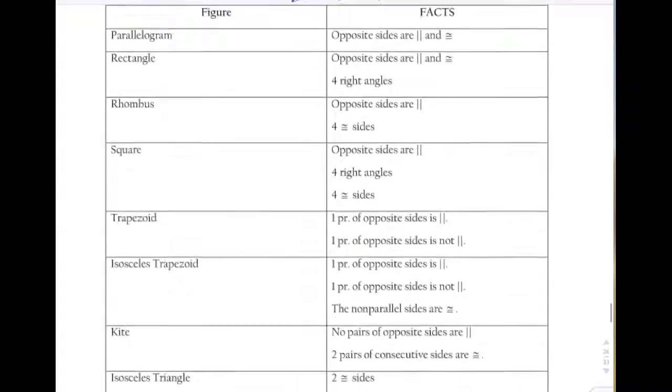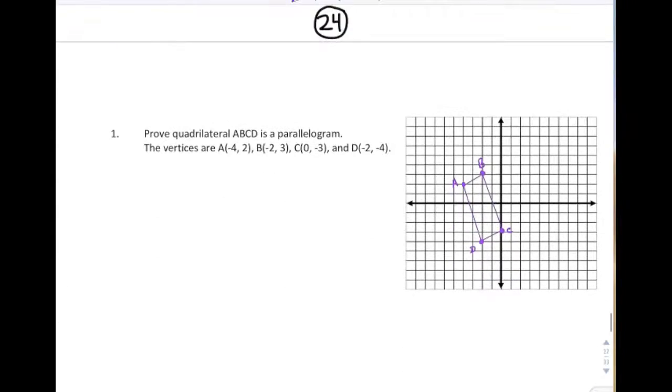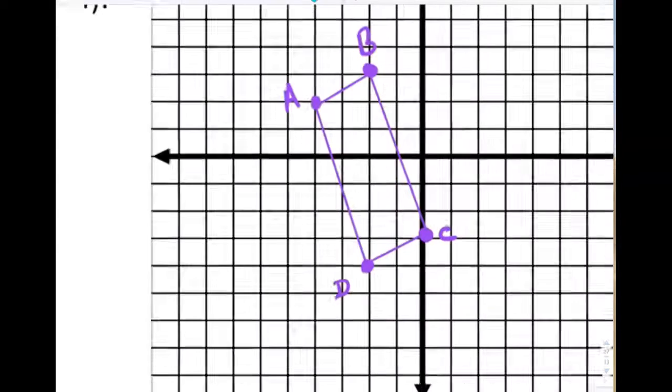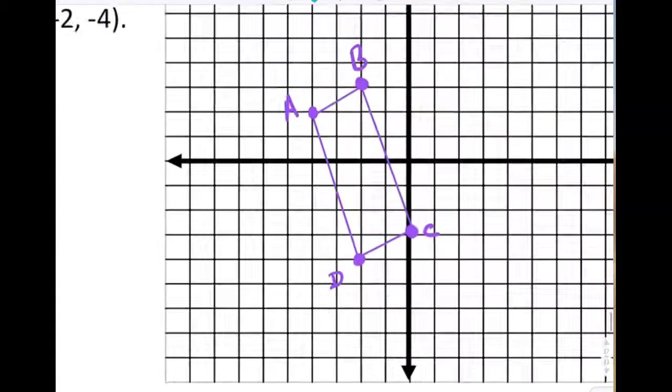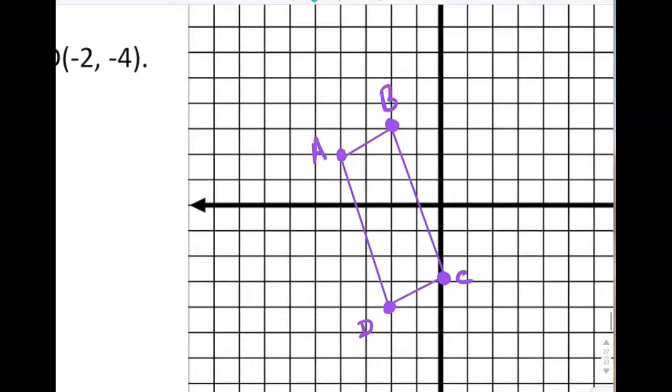Okay, so what I want you to do is go to page 25 and number 1. Now we can't do this yet. It's asking you to prove something as a parallelogram. We're not going to do that yet. We're going to start it, and then that's it. So go ahead and plot this: -4, 2; -2, 3; 0, -3; and -2, -4. Make sure you label A, B, C, and D. Give yourself a second, pause the video, and plot that.